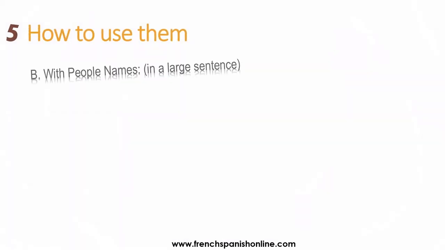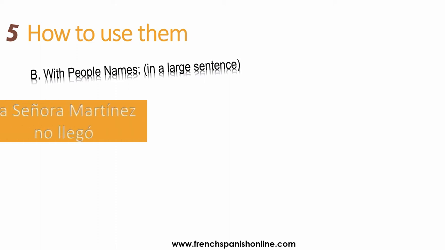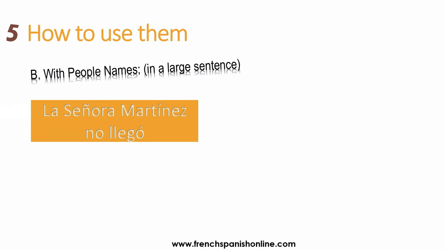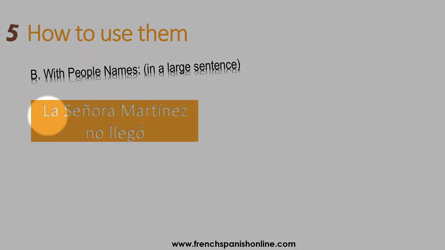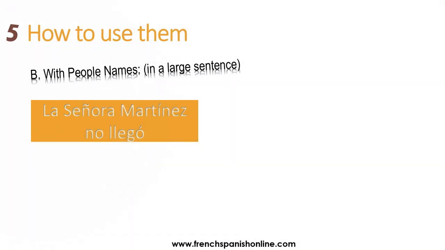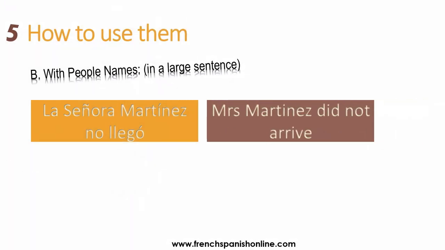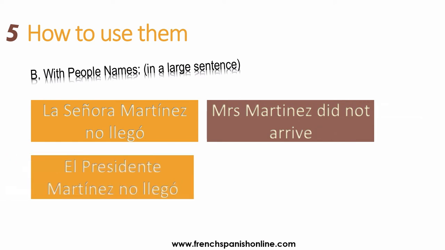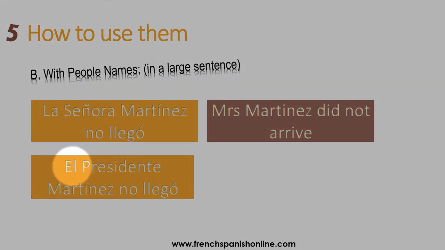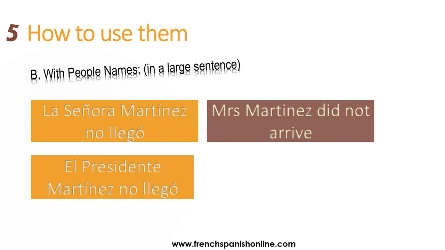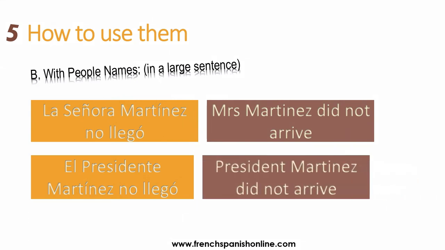Let's see the second. With people's names, we also use in Spanish the definite article, but in a complete sentence, a subject with a verb. La señora Martínez no llegó. Here, as you can see, we've got our definite article, la. But, of course, in English, nothing. Mrs. Martinez did not arrive. The same thing for the word president. We say el presidente Martínez no llegó. And in English, President Martinez did not arrive.